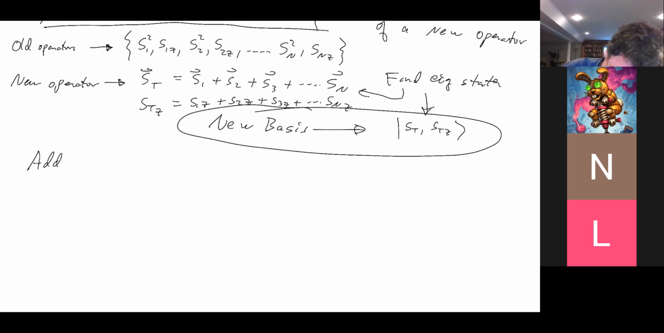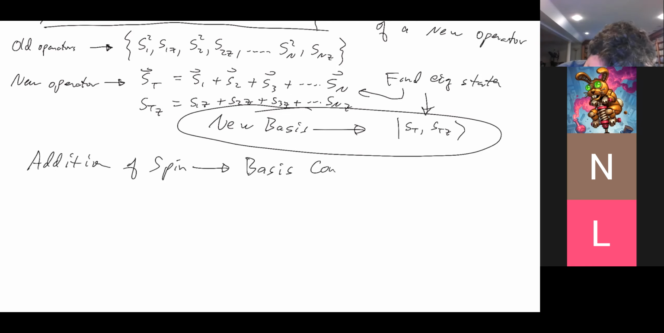Addition of spin is the same as a basis conversion. It's a conversion from one basis to another, basis conversion.